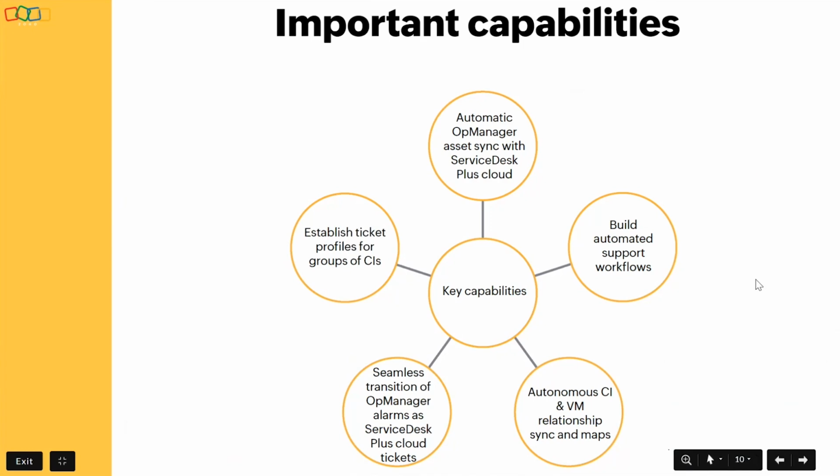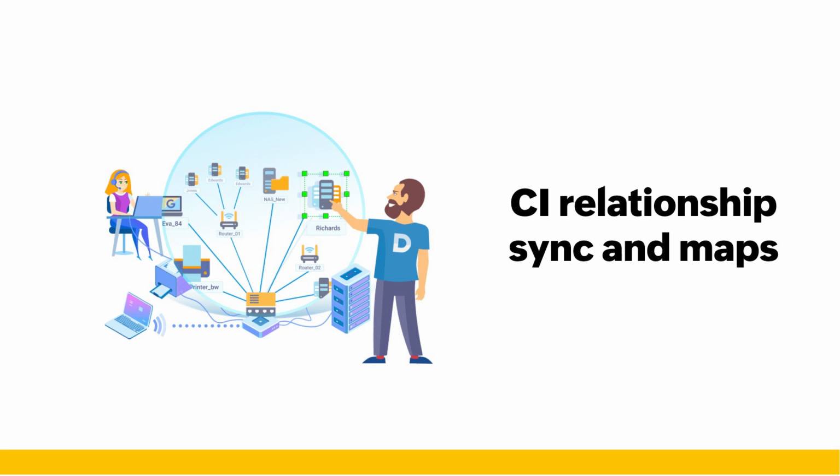So today we'll be looking at 3 key integration capabilities in detail, which include the autonomous CI relationship sync and maps, as well as the VM relationship sync and maps, along with the seamless transition of OpManager alarms as ServiceDesk Plus Cloud tickets. So first, let us look at configuration item relationship syncing and mapping.